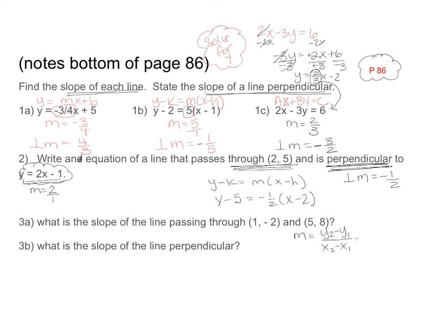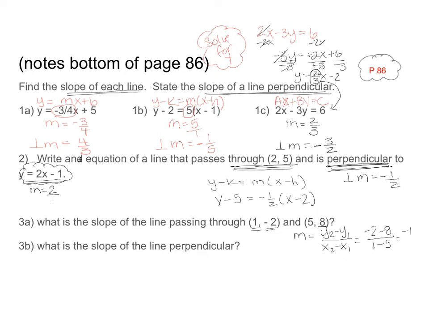x's. And it doesn't matter which y I start with. I could start with the 8 or the -2. It doesn't matter. So I'm going to start with -2 minus 8. But now that I write my denominator, it does matter which x I use first. Since I use the -2 first on top, I'm going to use the 1 first. So this becomes 1 minus 5.